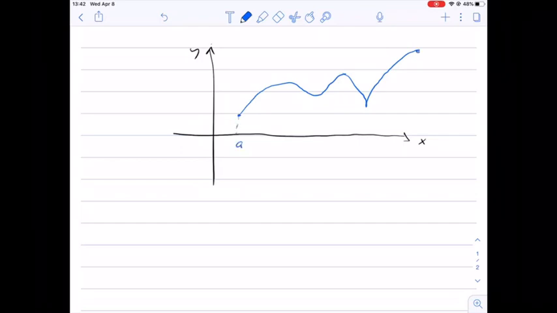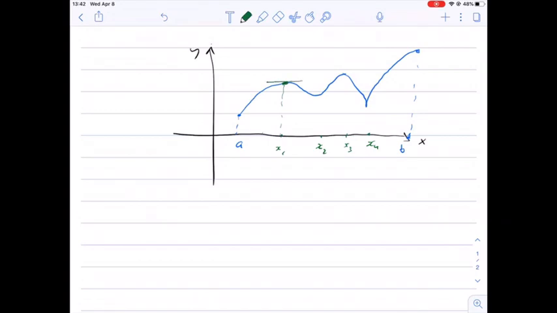So if we take a look at this function f of x, this is a graph of function f of x defined from a to b. And let's denote these values here, this as x1, this is x2, this is x3, this is x4. Now if we look at this graph, we find that f of x1, this point here, is maximum.